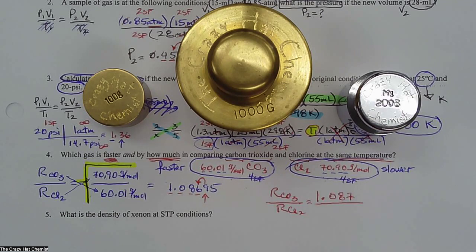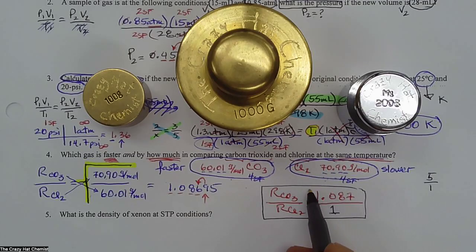Well, if I were to tell you the answer to the problem is 5, what is the denominator of 5? It's a 1. So what's the denominator of this number? It's a 1. So this right here tells you that carbon trioxide travels at a rate of 1.087 times faster than chlorine, which travels at a rate of 1 at the same temperature.